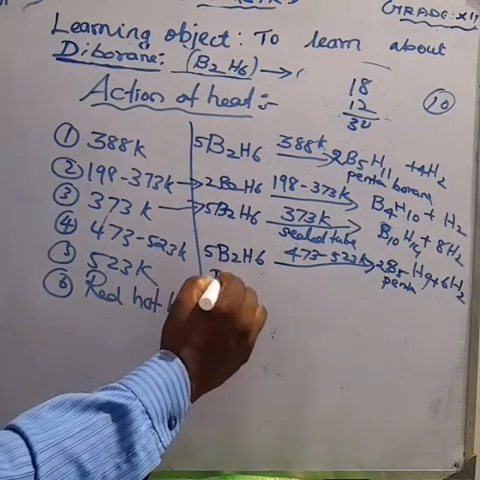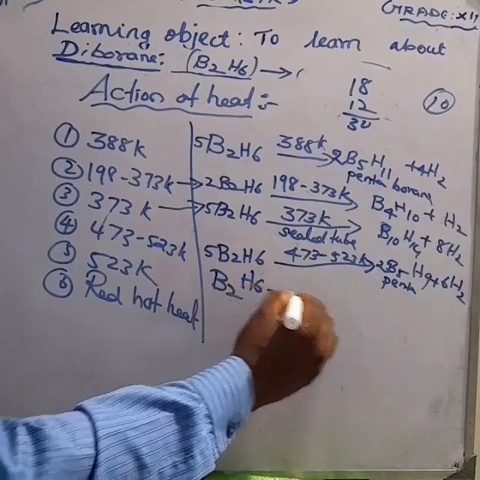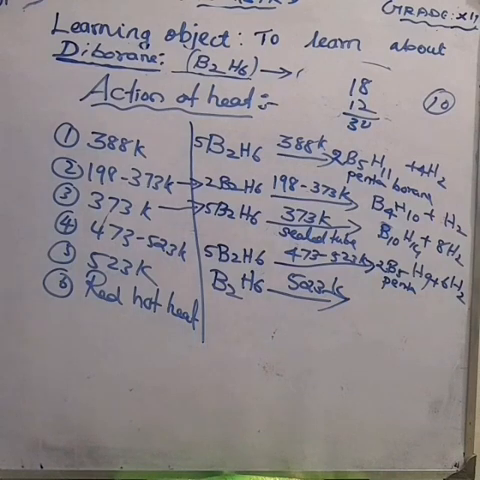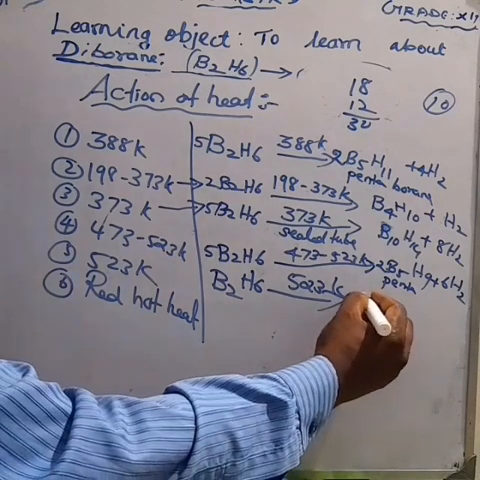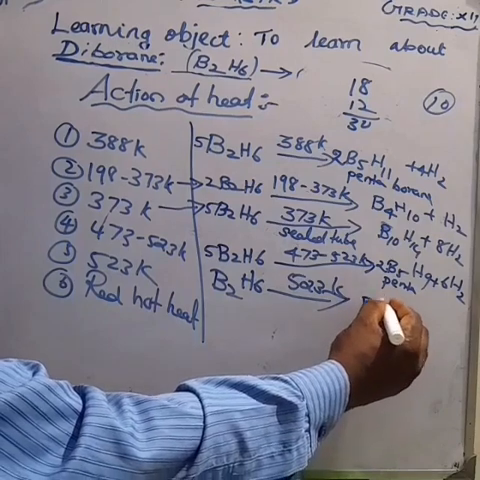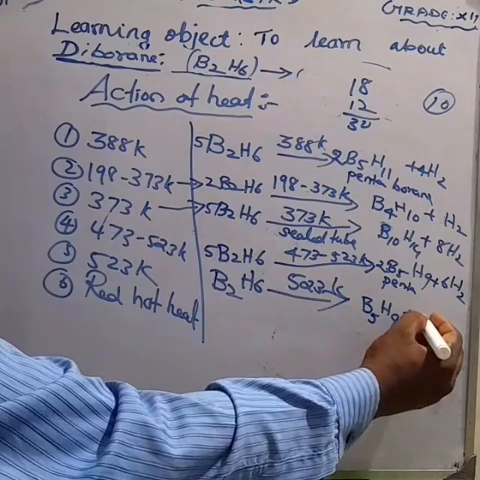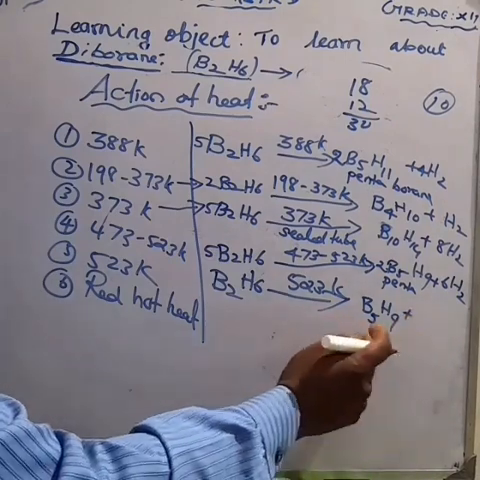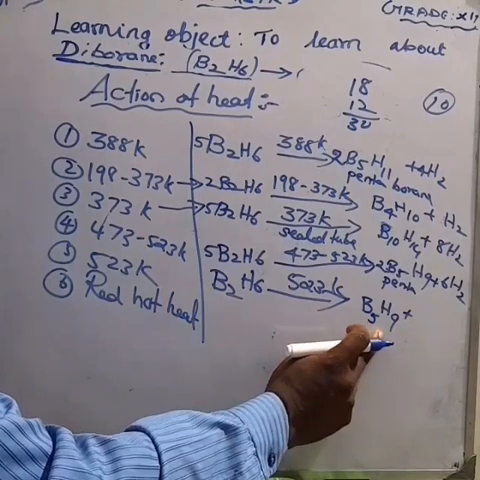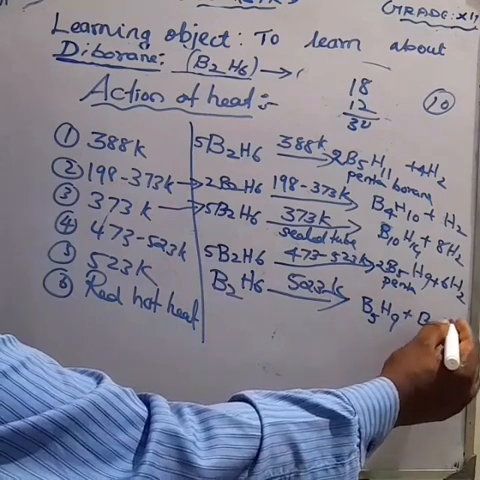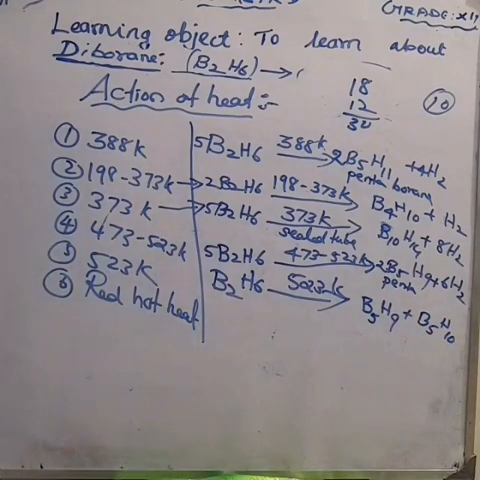Next, diborane, its formula B2H6, on heating at 523 Kelvin. Here we get two products. One is pentaborane, the other is also pentaborane. The first pentaborane has 9 hydrogen, the second pentaborane has 10 hydrogen. B5H9 is the first compound. What is the second compound? B5H10 is the second compound.